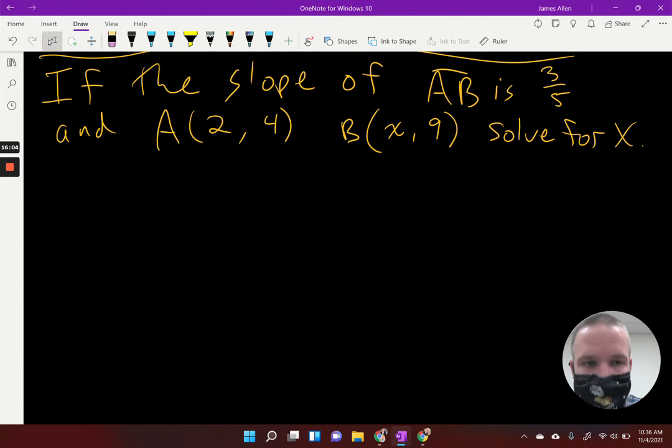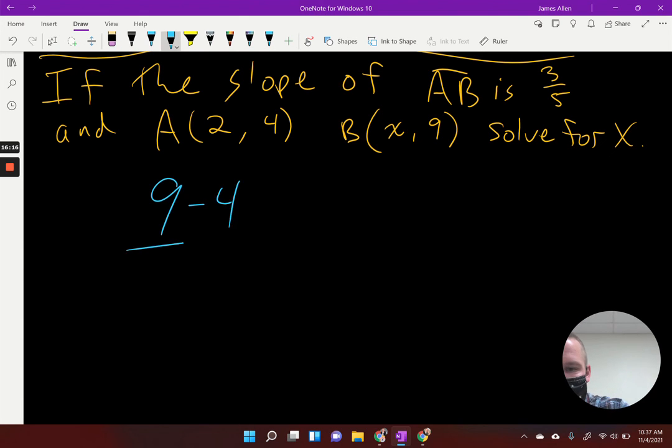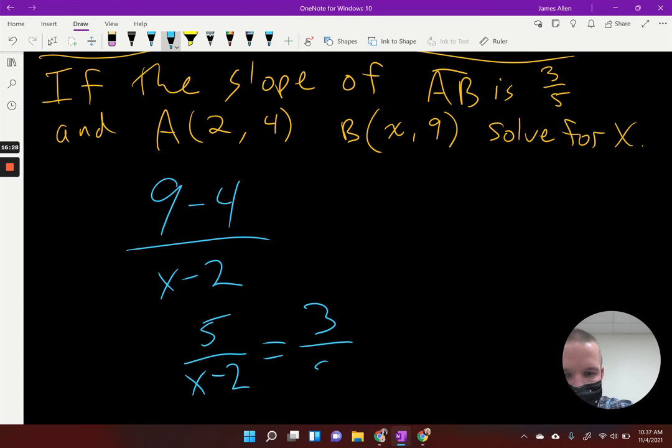If the slope of AB is 3/5, and A is that and B is that, solve for x. Many of us are like, what? This is crazy. Well, first off, I know my slope formula. It's change in y over the change in x. So x minus 2, and that would be 5 over x minus 2. I can do my slope formula with those two points. I just have an x there. I know my slope is 3/5, so I can set up an equation.